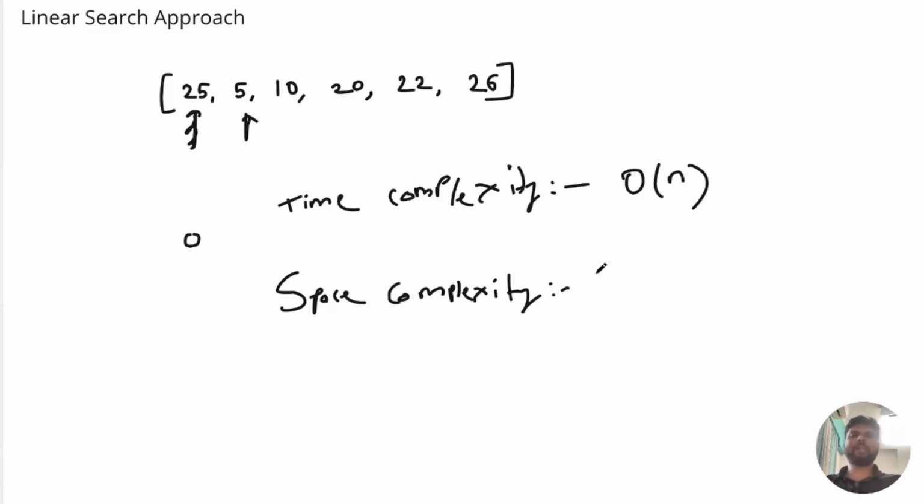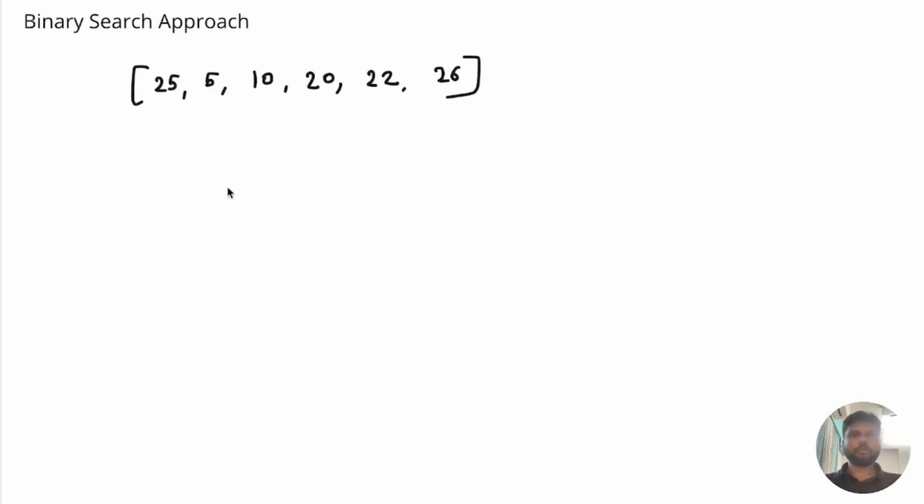As we are not using any extra space, the space complexity becomes O(1). Okay, so pretty simple linear approach. Now let's look at how we can find the efficient solution for solving this problem. To solve this problem efficiently, we can actually use binary search. Okay, how can we use binary search?